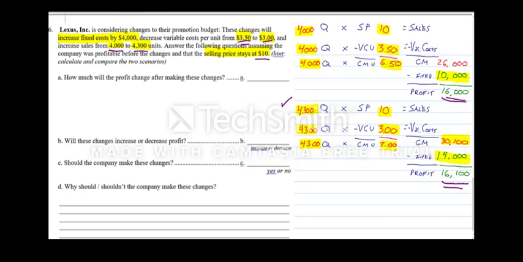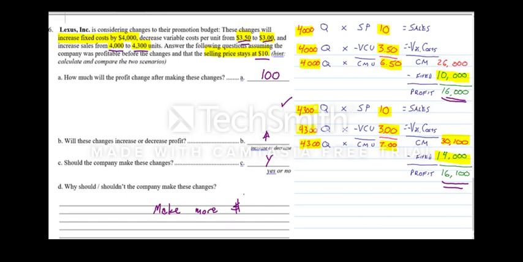So how much will the profit change after making these changes? It's only going to go up $100, right? And will it increase or decrease? Oh, it'll increase. And should the company do this? Yes, the company should do this because they make more money. Anytime you can make more money, go ahead and do it. We're not going to spend money to lose money, but we're spending money here to increase our profit by $100.